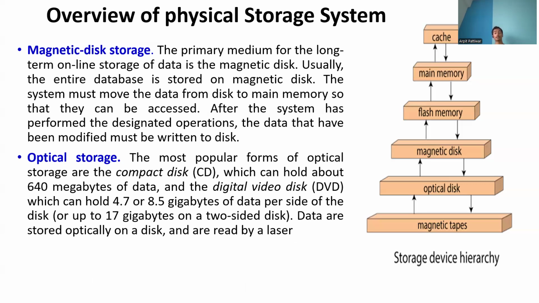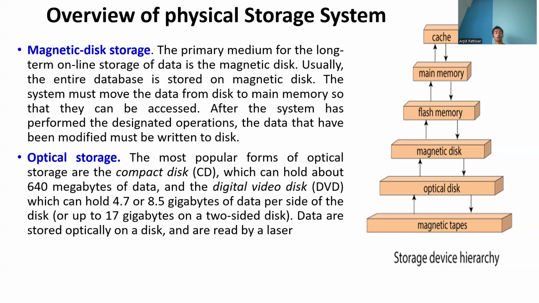Usually, the entire database is stored on magnetic disk. The system must move the data from the disk to main memory so that they can be accessed. After the system has performed its designated operations, the data that have been modified must be returned to the disk.